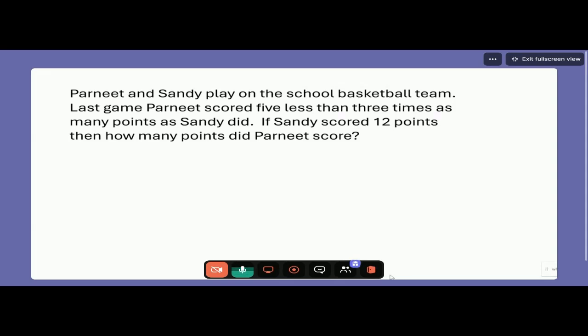Okay, so let's take a look at this. First of all, we want to define some variables. How many points did Parneet score? That's going to be our main variable there. How about a p for that? So let p equal how many points Parneet scored.